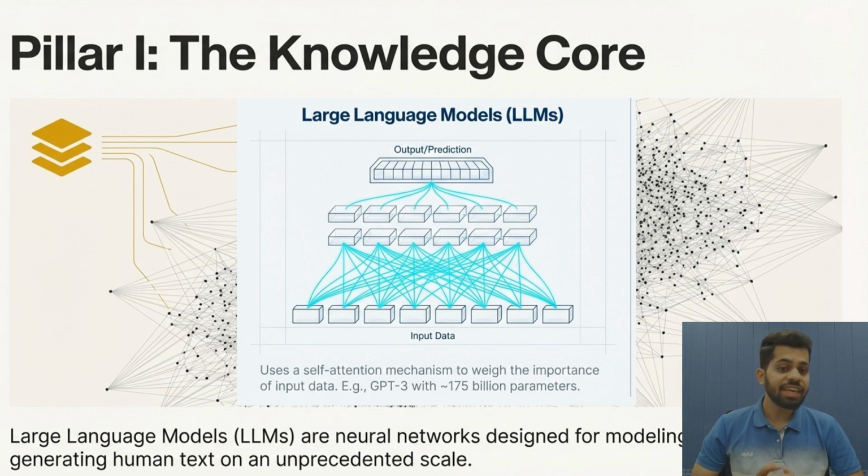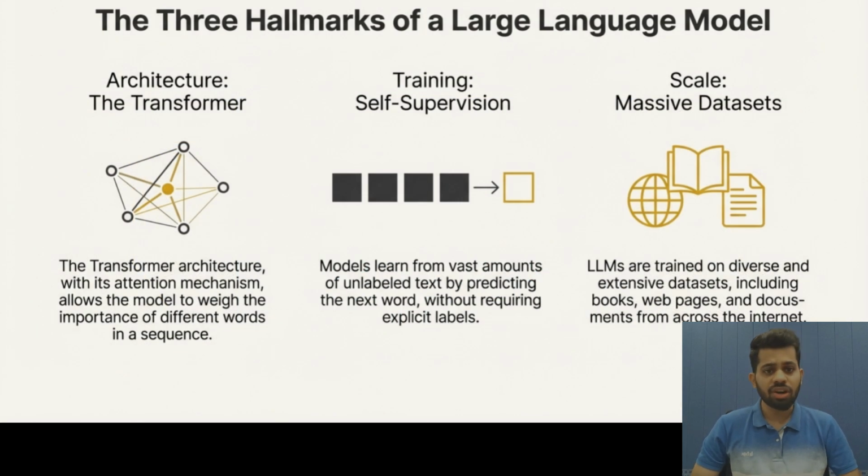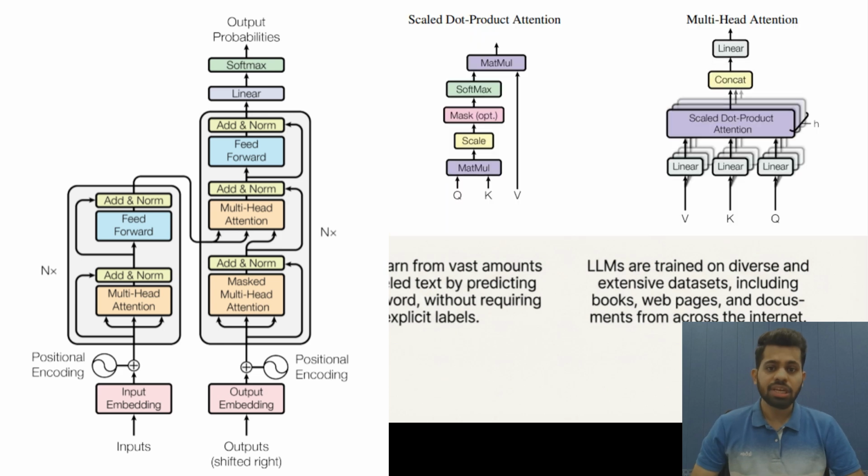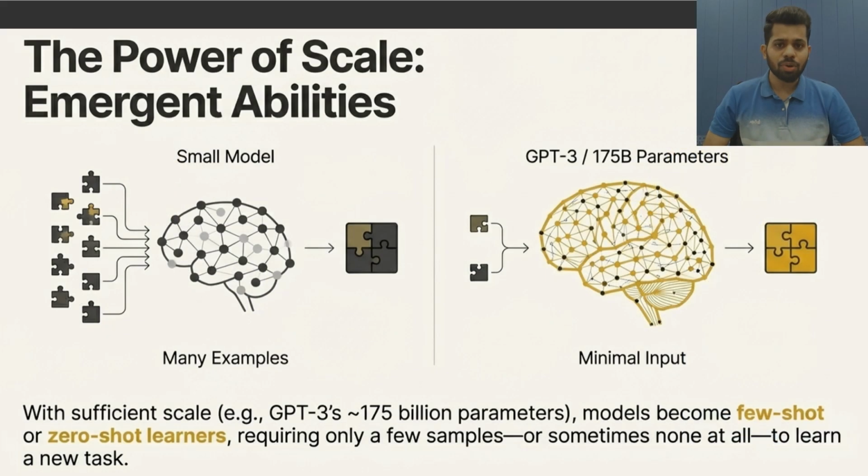They combine three key characteristics: a large scale sequential neural network like a transformer, and pre-training through self-supervision like next word prediction, and the use of massive text datasets like Wikipedia. The transformer architecture is essential here because it uses a self-attention mechanism to differentially weigh the importance of each part of the input data. Large language models like GPT-3, which has approximately 175 billion parameters, are few-shot or zero-shot learners. That means they require only a few samples or sometimes no sample at all to learn a task.